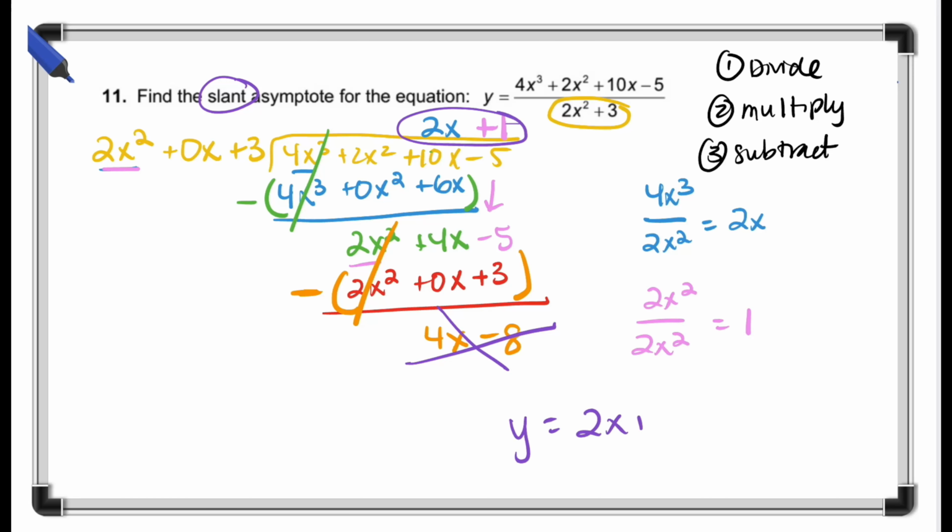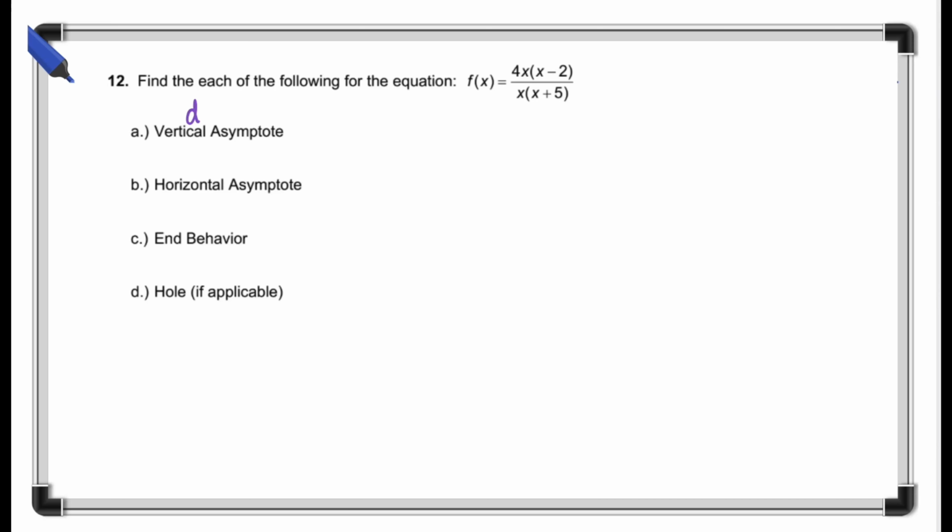In number 12, we're going to go ahead and find each of these characteristics. A vertical asymptote is the denominator set equal to 0. We do have a term that will cancel out, so you're going to have just x plus 5 equal to 0. So my vertical asymptote would be x is equal to negative 5. In the next question, we're finding our horizontal asymptote. That's even degrees because we have x to the first, x to the first, and then you have 4 over 1, which is just y is equal to 4.